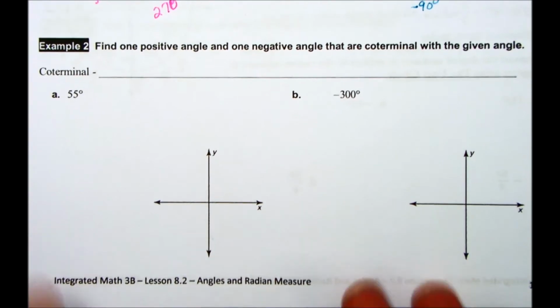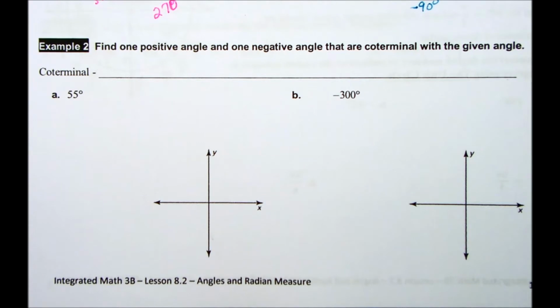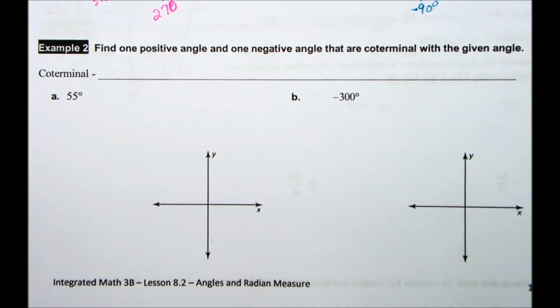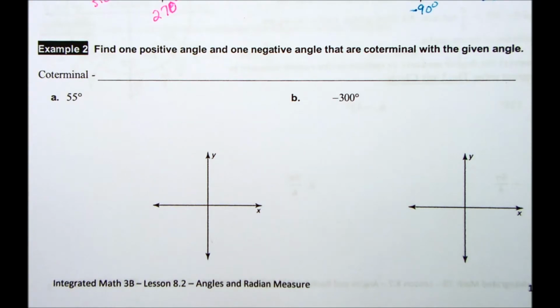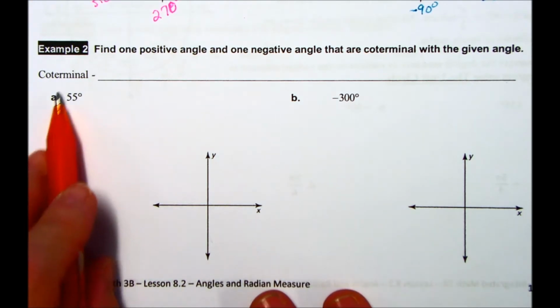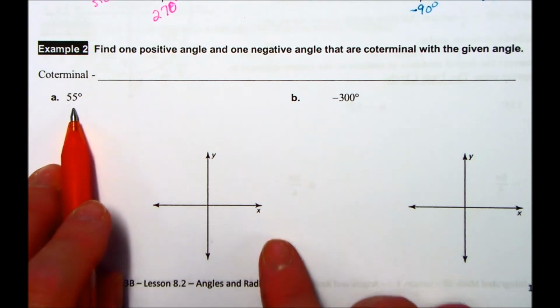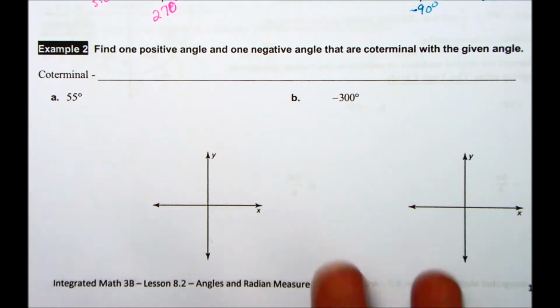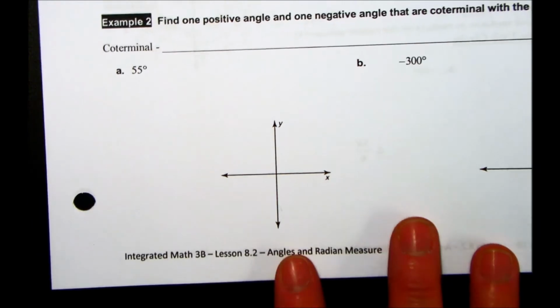Example 2. The directions ask us to find one positive angle and one negative angle that are coterminal with the given angle. So again, you're given an angle. This one's positive, this one's negative, so we've got a couple good examples.